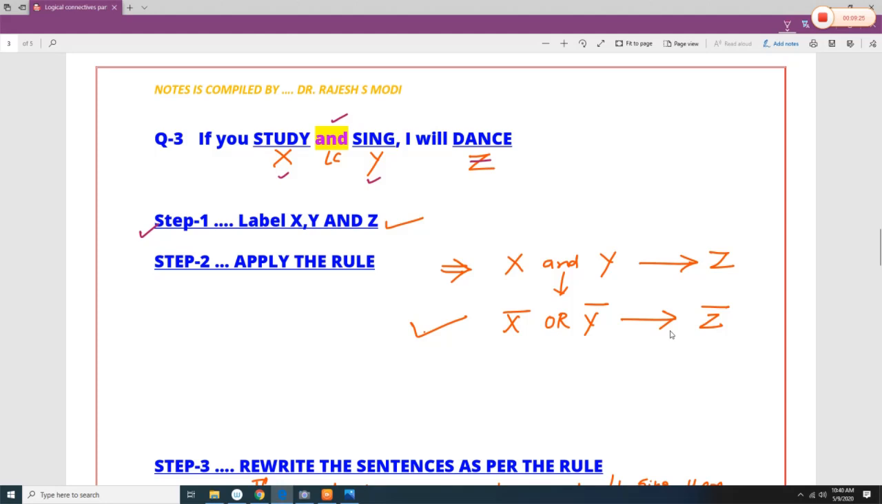Now apply the rule. The rule is, this is X and Y. So here you have to write X and Y. Now X and Y is converted into OR type. So AND becomes OR, and X becomes X bar, Y becomes Y bar, and Z becomes Z bar.